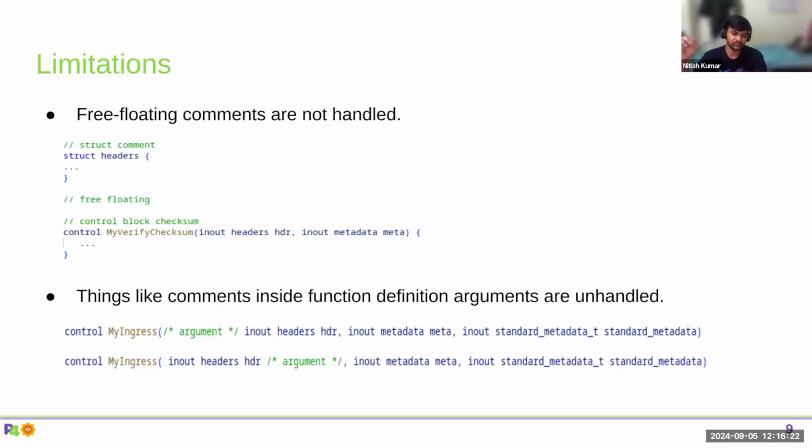Also, constructs which have multiple attachment points are not handled properly. As we can see, this argument comment can be written before this in-out headers, or it can be written after it too. So we need some standard way to say that, okay, a comment inside this type of construct should be written in a certain way. It should be either before or after it.